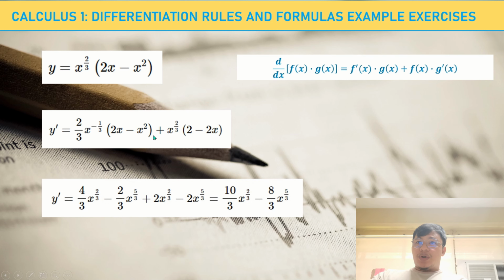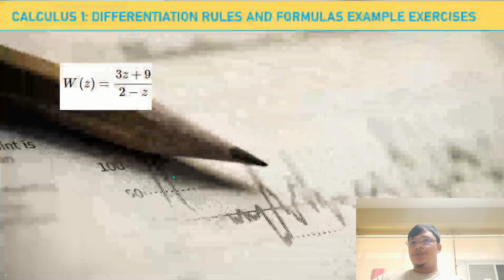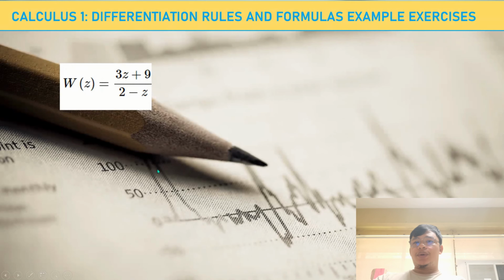Wow. So in this case, this is actually already a correct answer. But if you wanted to further simplify our answer, we can combine like terms and then reduce our equation into this form. But they are actually equal or the same. Okay? So let's have another example where we apply the quotient rule or the quotient formula.